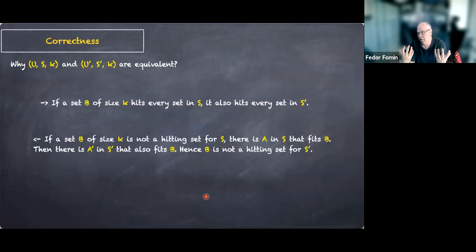Or in our language, there is a set A which fits this set B. Because A prime is a representative family, we know that there exists a set A prime which also fits B. But this means that A prime and B are also disjoint, which means that the set B doesn't hit the whole family S prime.